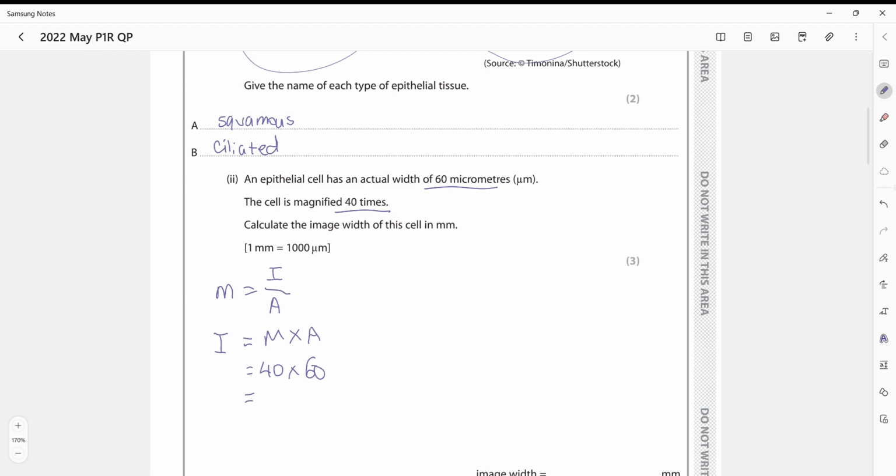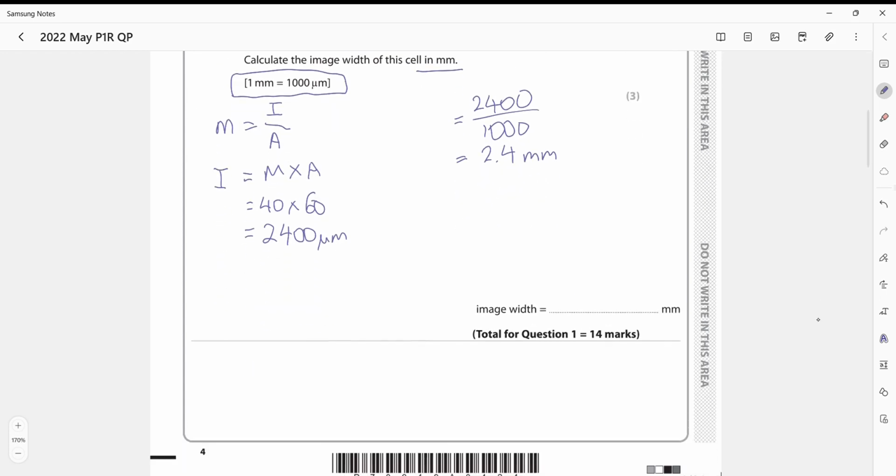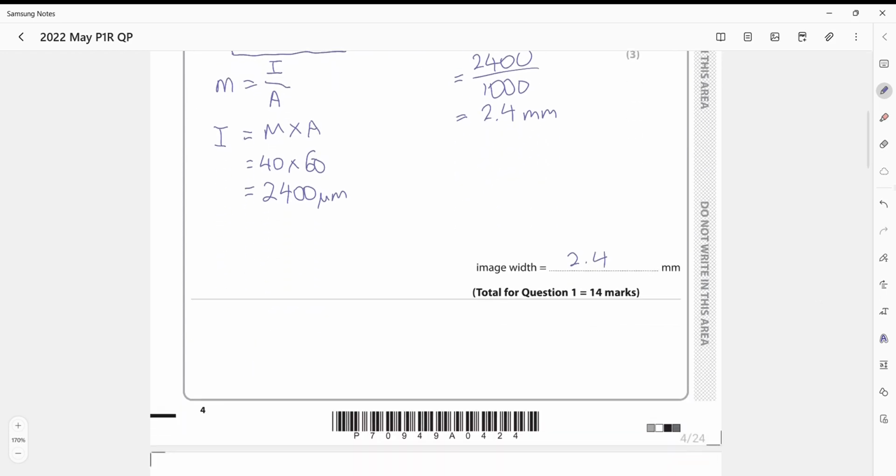So if we times those two numbers together, that would give us 2,400. However, they want you to give this answer in millimeters, and we can see here 1 millimeter equals 1,000 micrometers. So because this is in micrometers, we need to convert that into millimeters by dividing it by 1,000. So this divided by 1,000, that'll give you 2.4 millimeters. All right, 2.4. Question 1 done.